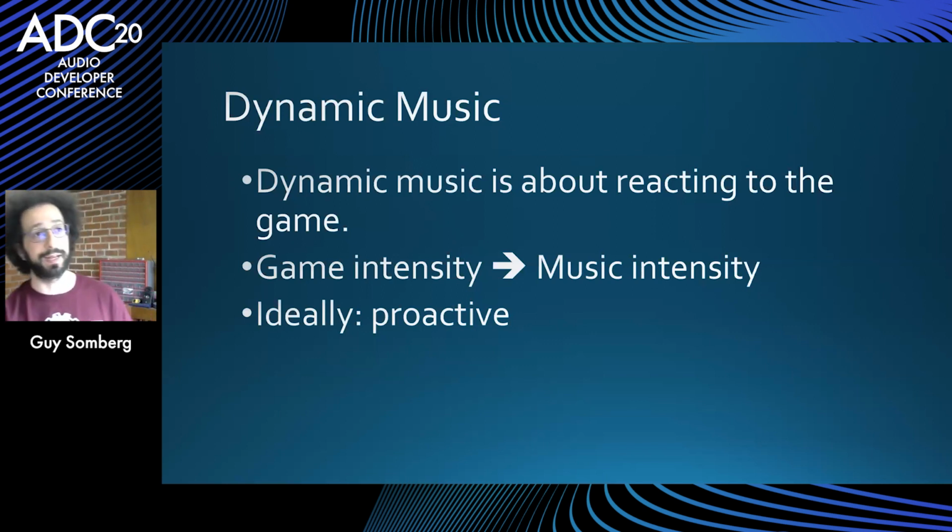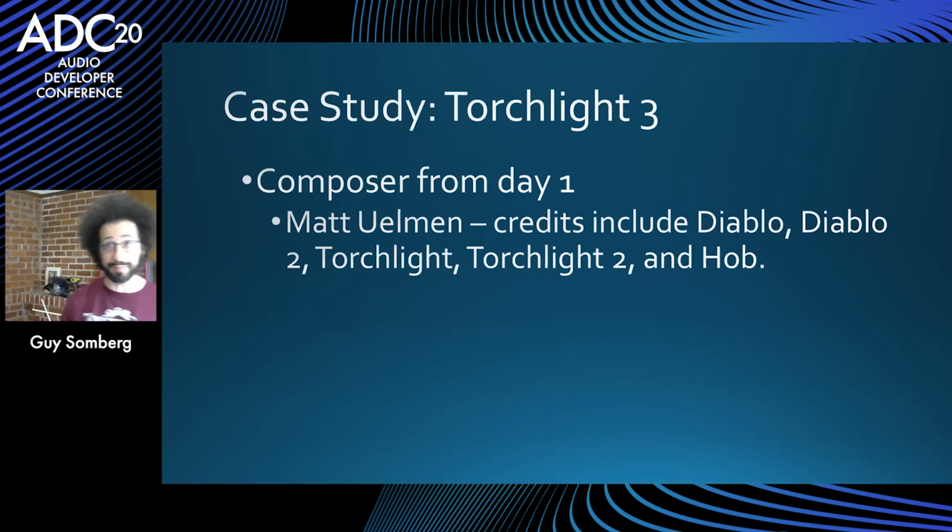But I want to do a deep dive case study on Torchlight 3, again, the game I just launched about a month and a half ago. Available on Steam, Xbox, PlayStation, and Switch. So we were lucky enough on Torchlight 3 to have a composer on staff from day one. We have Matt Ullman, who's working with us. He did the music for Diablo, Diablo 2, Torchlight, Torchlight 2, Hob, and I think some other stuff. So we got together at the very beginning of the project, and we sat down in front of the whiteboard and wrote out a plan for how we were going to do the music. And this is what we came up with.